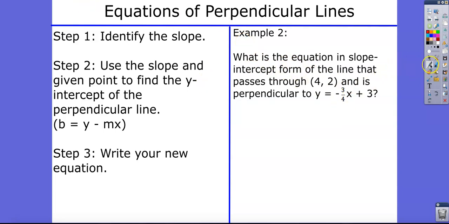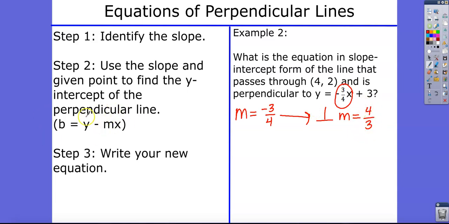All right, so step 1, identify your slope. The original slope that was given to me is m equals -3/4 because that's the one with the x. I need to turn it into a perpendicular slope. So the perpendicular slope, first of all, it changes signs. So since it was negative, it will now become positive, and then I flip the fraction over. So 4/3, positive 4/3, okay?